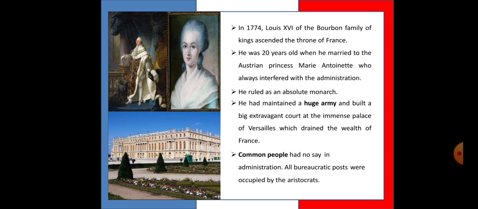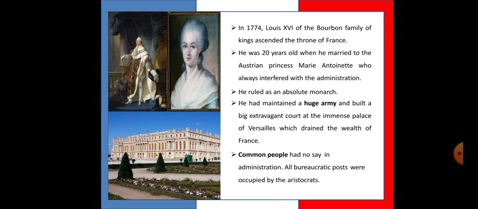Political structure of France. It was ruled by Louis XVI, who ascended the throne of France in 1774. He was from the Bourbon family. He was just 20 years old when he married the Austrian Princess Marie Antoinette. Marie Antoinette was always interfering with the administration of Louis XVI. He was ruling as a monarch. They had to maintain a huge army and a huge palace of Versailles. See, there is a picture of Versailles.